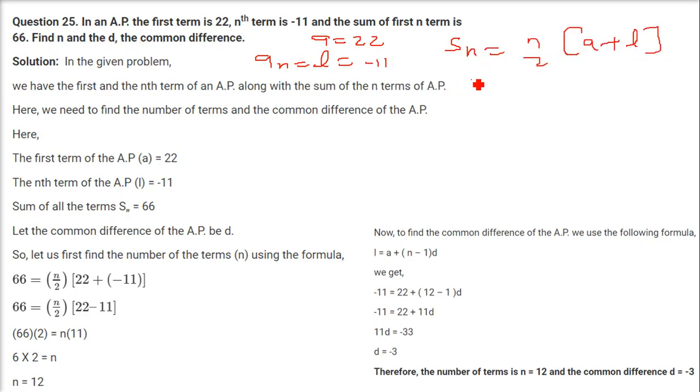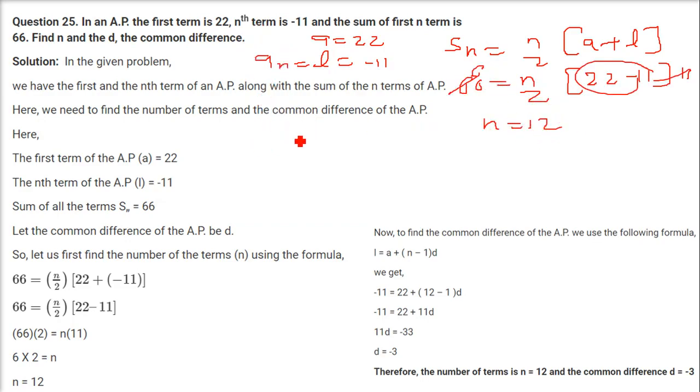So sum is 66 equal to n by 2. We don't know n. We have to find out A plus L. So 22 plus minus 11. So 22 minus 11, this will be 11. So 11 sixes are 66, and 6 into 2 is 12. So n is going to be 12.